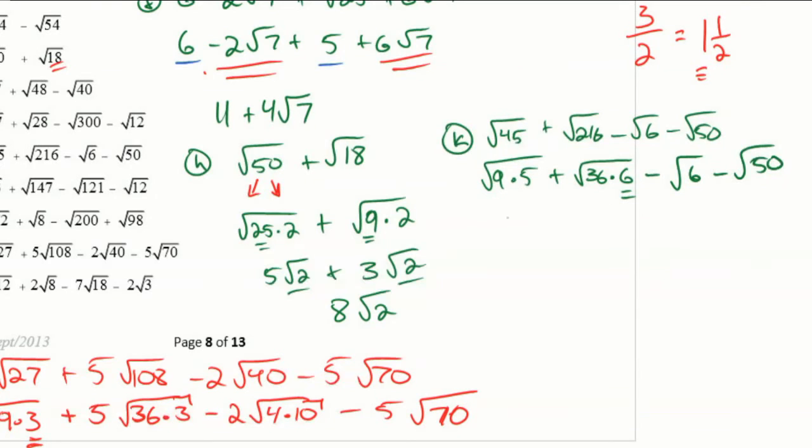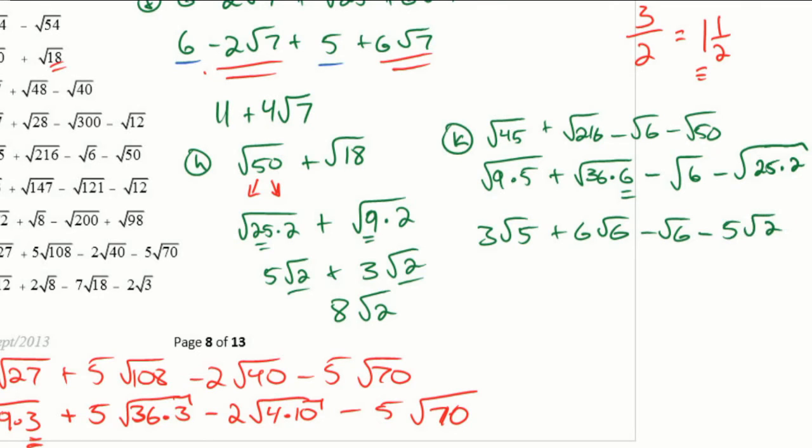Perfect. 9 and 5 is going to be 3 root 5, and then this is going to be 6 root 6, minus root 6. Oh, I forgot the 50. That's 25 and 2. You'll start to see patterns that these things happen again and again and again. So this is minus 5 root 2.